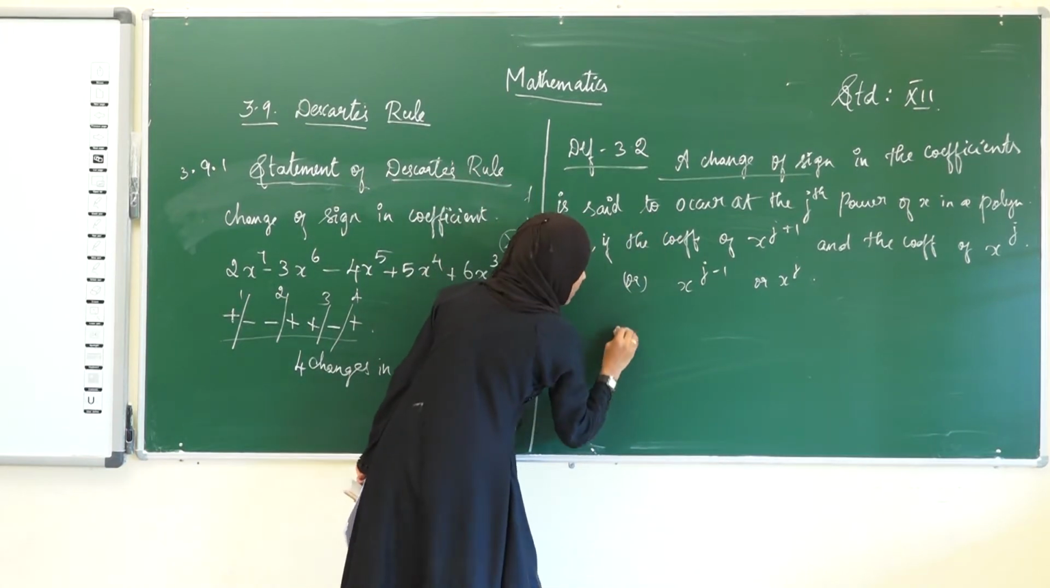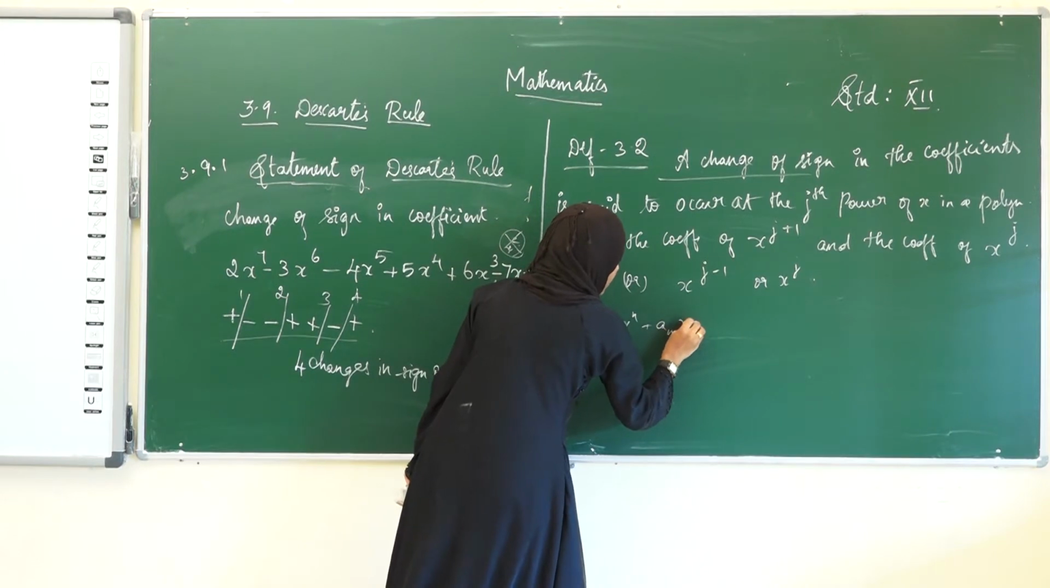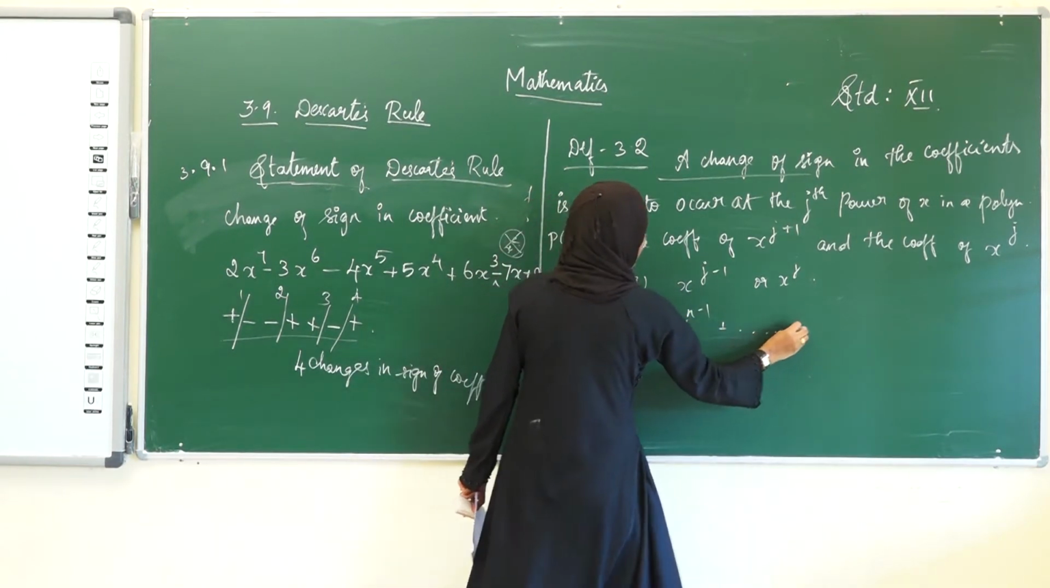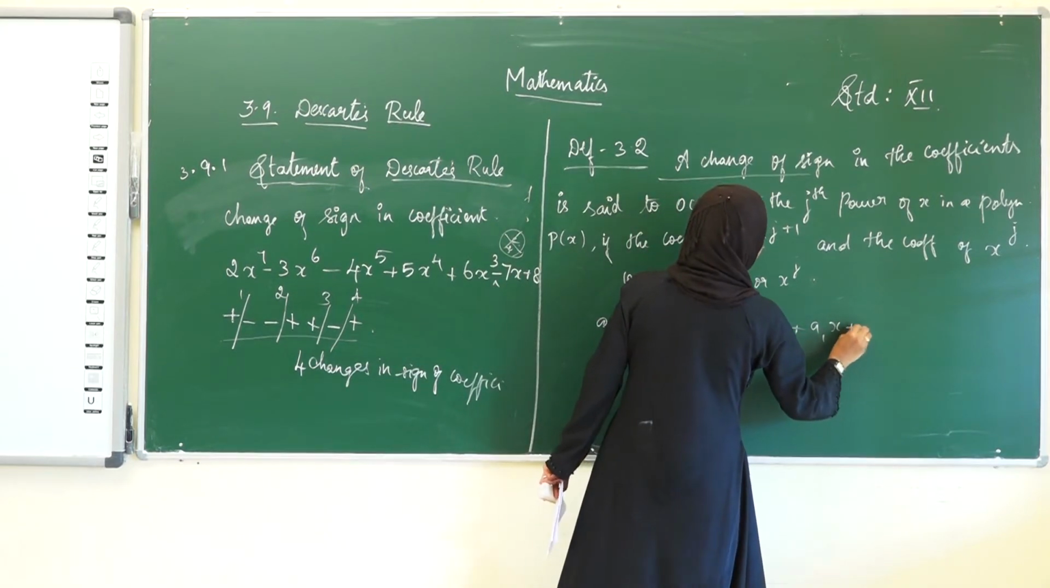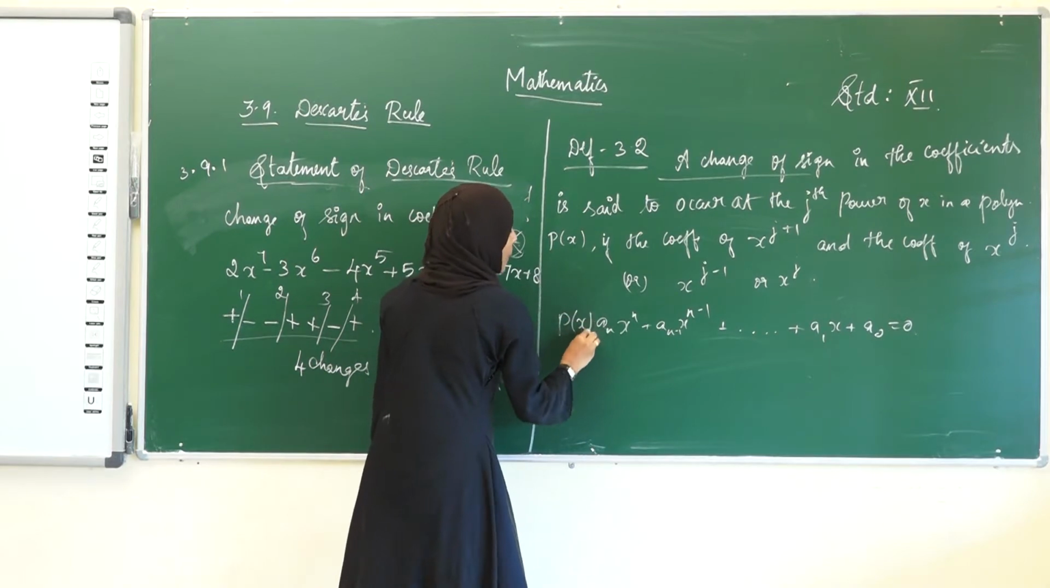That means in a polynomial like a_n x power n plus a_(n-1) x power n minus 1 plus and so on, plus a1 x plus a0 equal to 0, let us consider this polynomial as p of x.